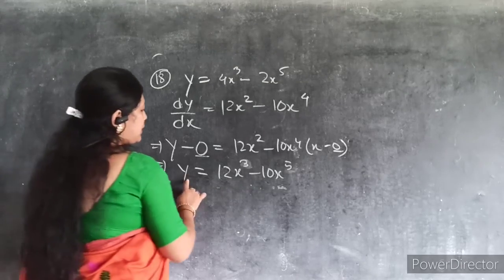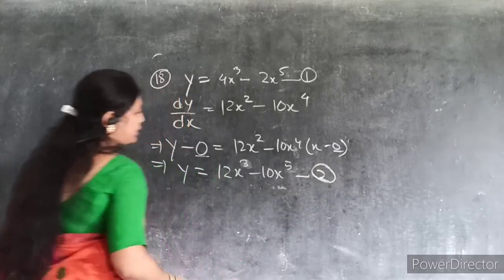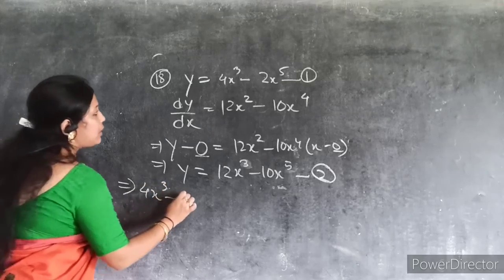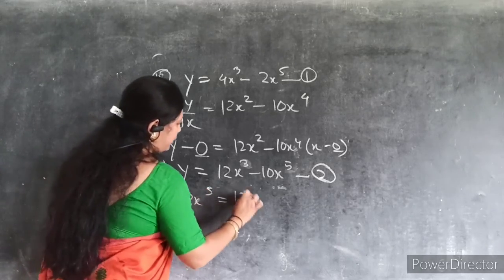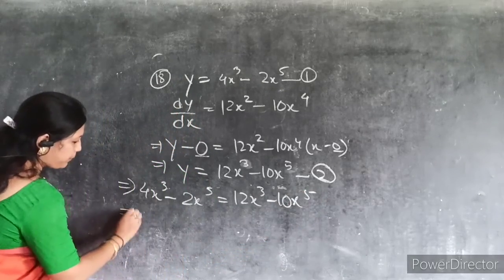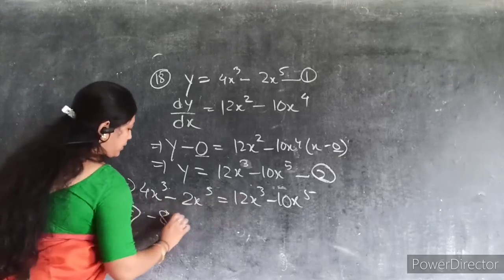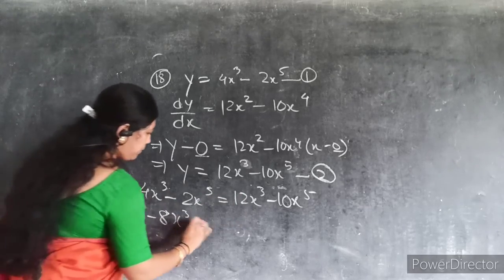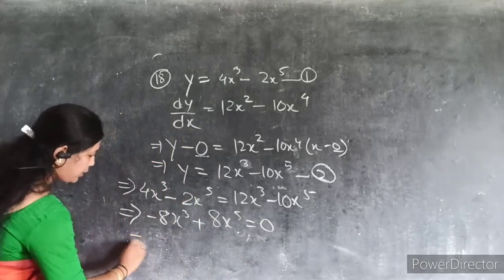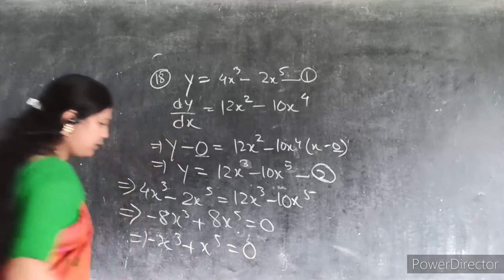Now what we have to do is, since y equal to this, so this was the equation of the curve. This was your equation 2. So you compare, what you will get? 4x cube minus 2x to the power 5 will be equal to 12x cube minus 10x to the power 5. So this will be minus 8x cube plus 8x to the power 5 equal to 0. So you will get minus x cube plus x to the power 5 equal to 0.